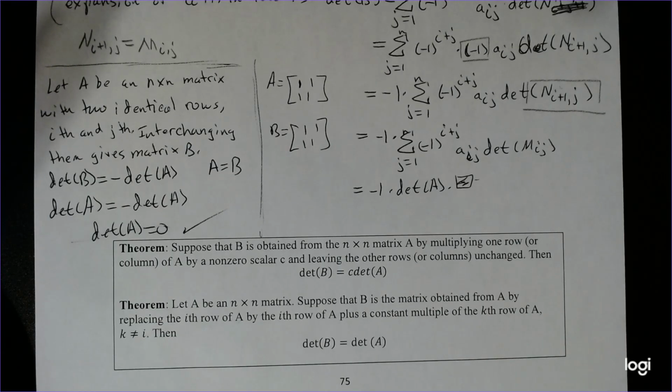It's the same thing, just multiplying the determinant of A by C itself. Pretty interesting, right? And we're actually going to be proving that one in a little bit. And the next theorem is: let A be an n by n matrix.